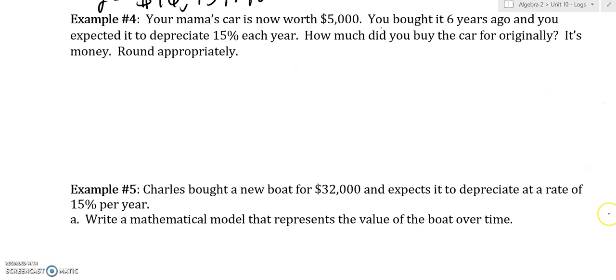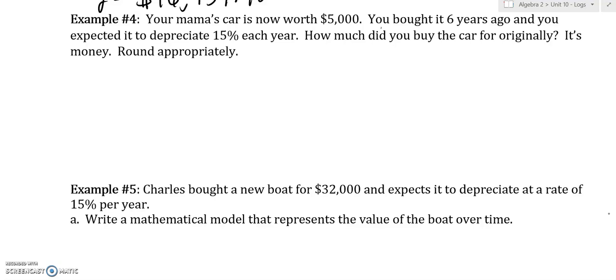Okay. Your mama's car is now worth $5,000. You bought it 6 years ago and you expected it to decrease 15% each year. How much did you buy the car for originally? It's money, round appropriately, 2 decimal places, right? So this one's a little bit harder.